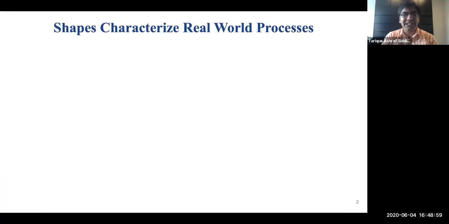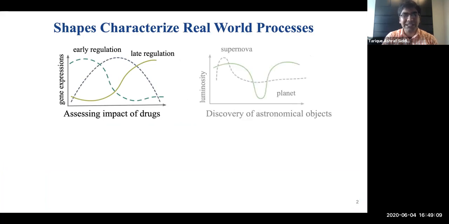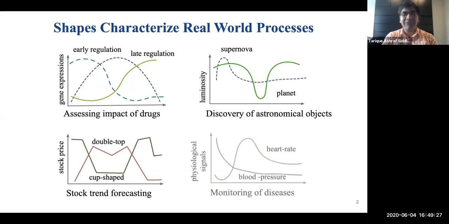So, shapes over trend lines are routinely used for characterizing real-world processes. For example, in medical science, rising and falling trends of gene expressions are used for measuring the impact of drugs. In astrophysics, shapes with sudden dip or rise in brightness trends of stars are used to discover planets and supernova. Shapes of stock price trends over time are often used for forecasting future market behavior. For example, recently there has been talk on economic recovery paths from V-shaped to U-shaped to shoe-shaped. And finally, doctors often examine the shapes of physiological signals over time for diagnosing potential diseases such as heart attack.